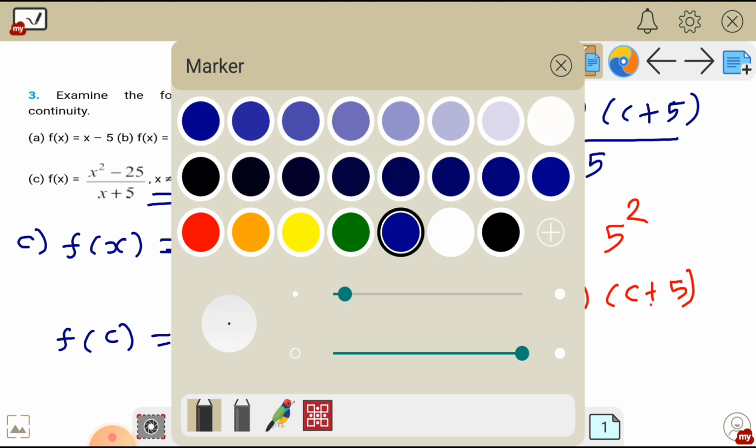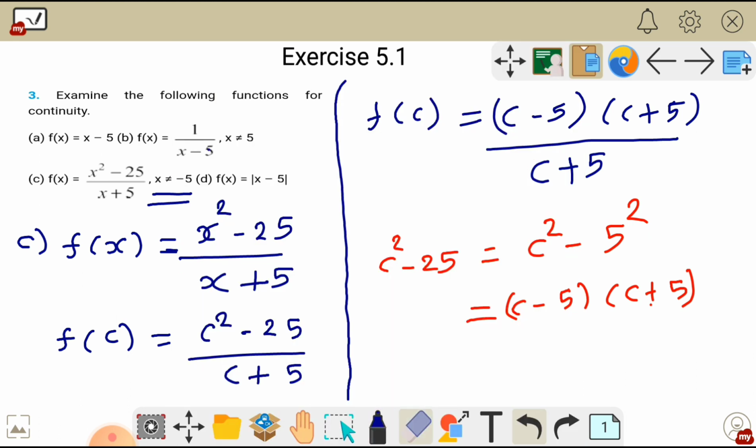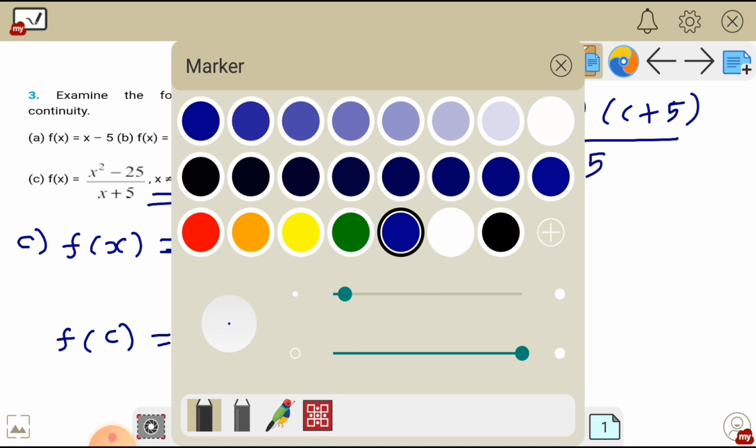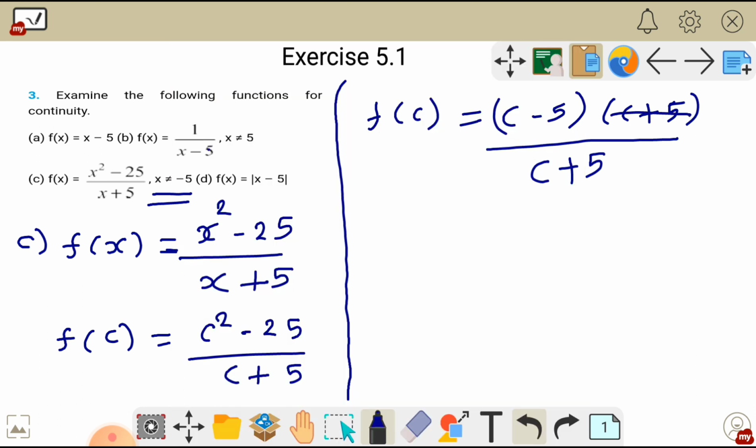So let me erase these things and let us continue with the limit. Now this we can cancel first. So what we get is equal to C minus 5. So f of C is equal to C minus 5. Okay. Now let us find the limit of the function.